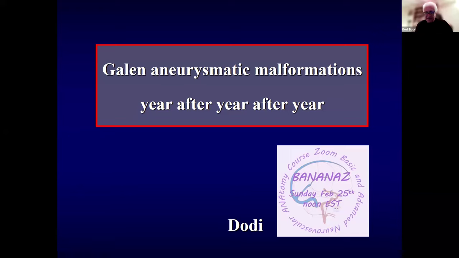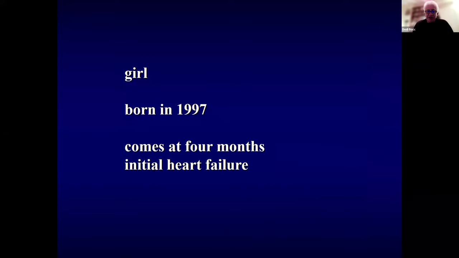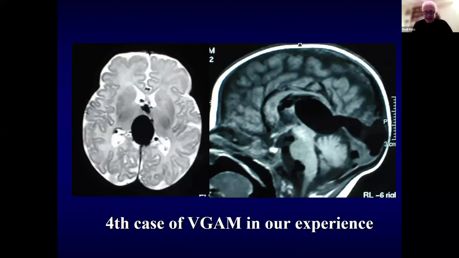I just wanted to show cases about aneurysmal malformation of the vein of Galen. Usually we see them when they are neonates and then after a few years, and I would like to know what happens over time. So I start with this girl. She was born in 1997, and she came at 4 months because of an initial heart failure. That was our fourth case of vein of Galen malformation in our experience, so maybe you have to understand if there is anything we could have done better.